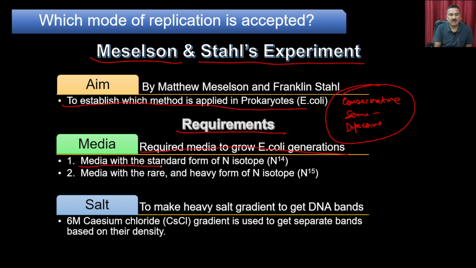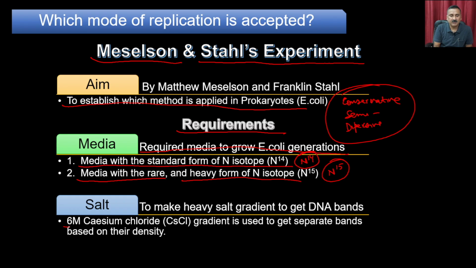You are going to have the medium with the standard form of nitrogen, that is N14. So, this is the normal nitrogen, N14, and then you also require a medium with the rare and heavy form of nitrogen, called N15. So, these are the two different isotopes that you can use. One is the normal nitrogen and the other is the heavy nitrogen, and then you require analytical reagents and techniques so that you can separate the DNA formed by N14 versus N15.